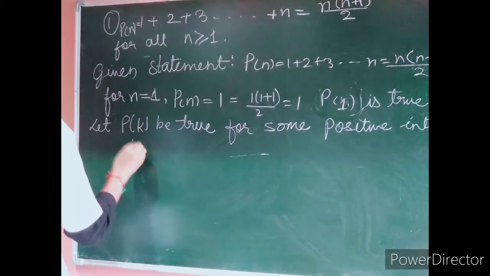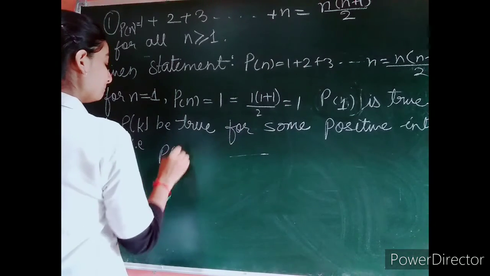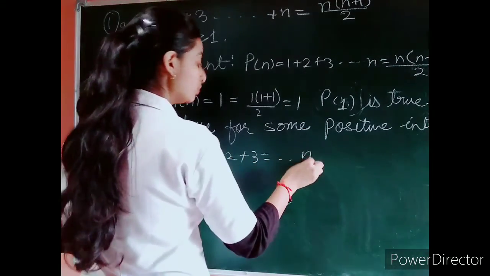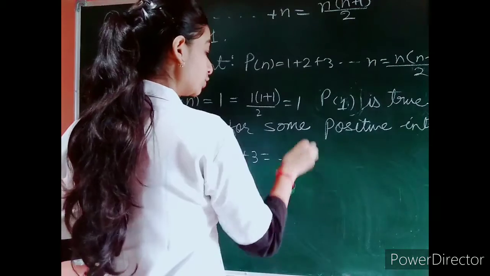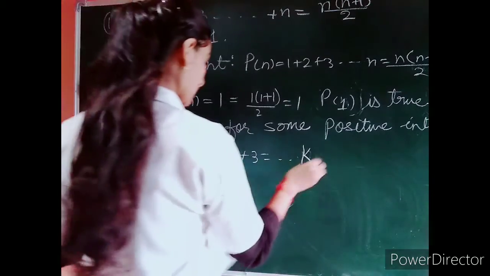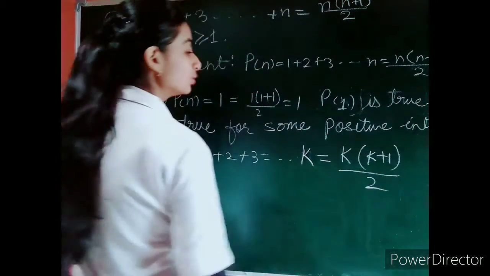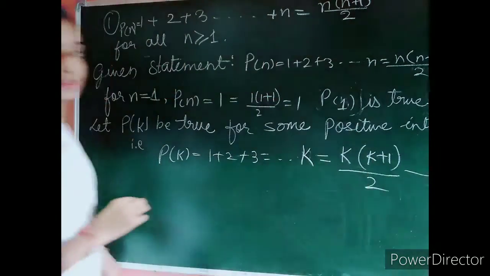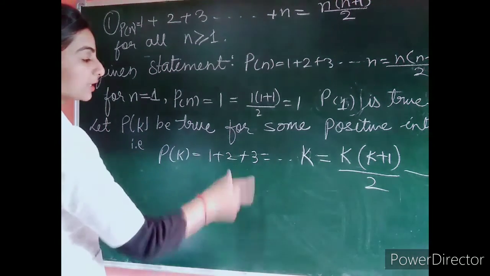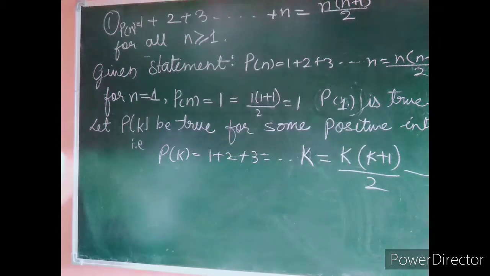Then this is the Pn. So we will put Pk is equal to 1 plus 2 plus 3 up to k, because we are putting n equal to k, is equal to k into k plus 1 upon 2. This is our equation 1.